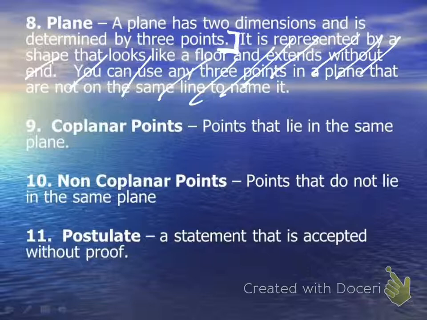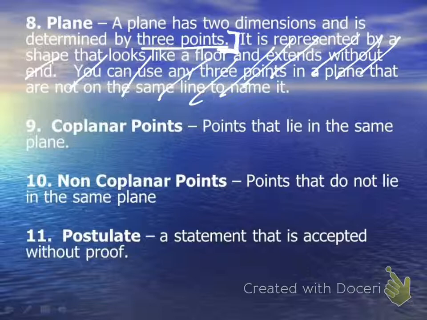Let's start with talking about plane. A plane has 2 dimensions and is determined by 3 points. I want you to underline that, 3 points. So we already talked about how through any 2 points you can draw a line. Through any 3 points you can have a plane. A plane is basically a flat surface that goes on forever in all directions. So if you can imagine the whiteboard up there, if it extended out forever in all directions, that would be a plane.